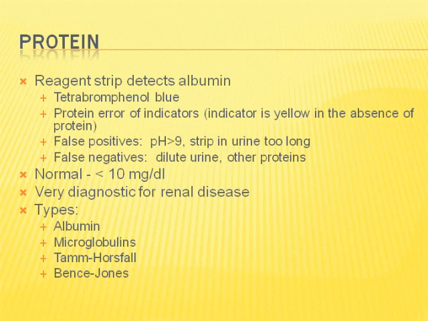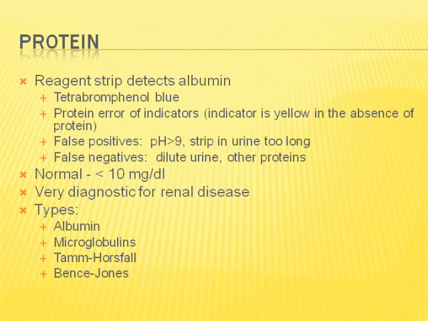Protein. The reagent strip detects albumin. It uses tetrabromophenol blue. The principle of that procedure is a protein error of indicators. If the strip is in the urine too long, you find a pH greater than 9. False positive. False negatives are due to dilute urine and other proteins.